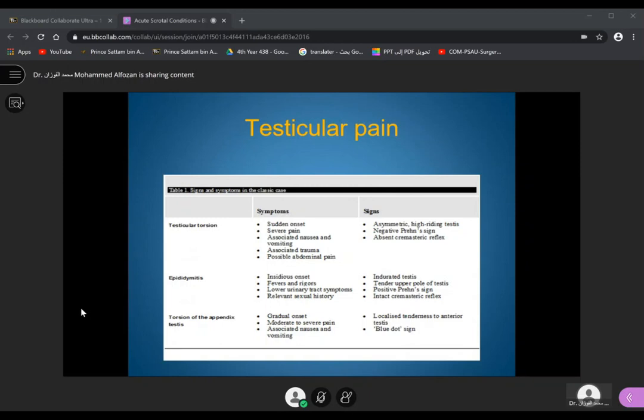Is one testis enough for fertility? Yes, providing that testis is normal. But how many patients have a normal testis? You are not 100% sure. So you have to save what you can. But if the other testis is totally normal, yes, it's enough for fertility and testosterone secretion. Some patients are born with one testis.